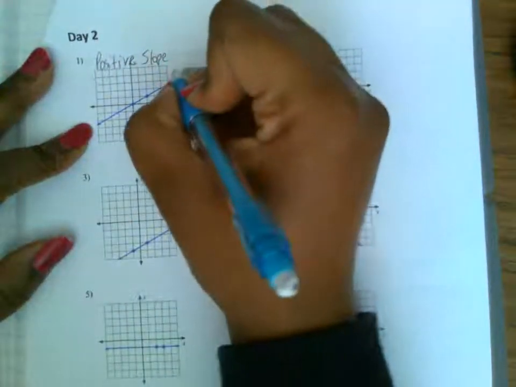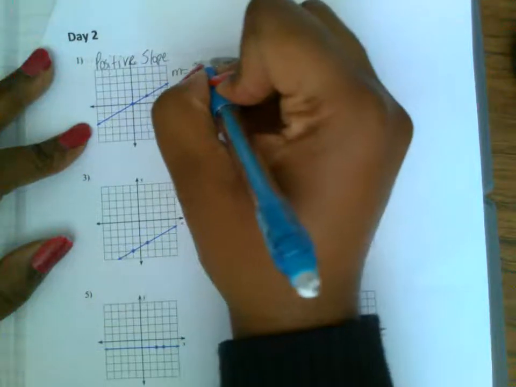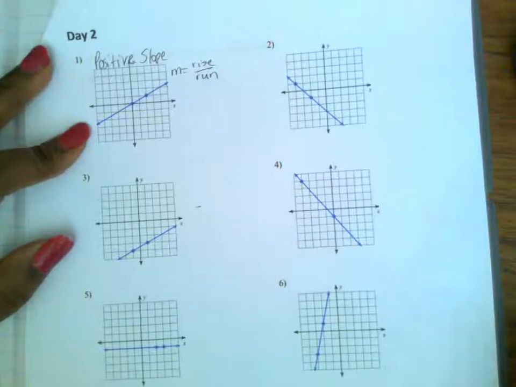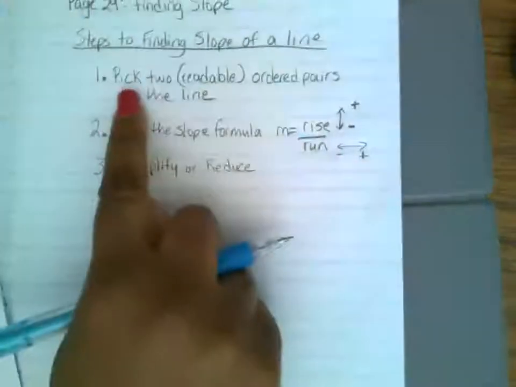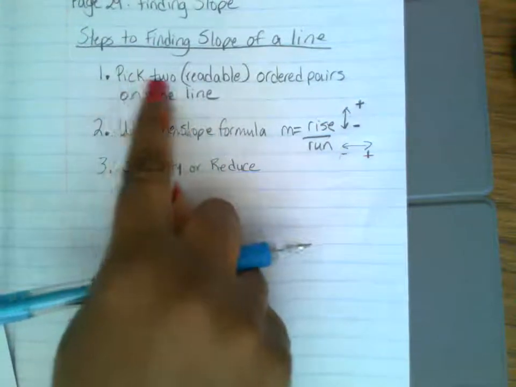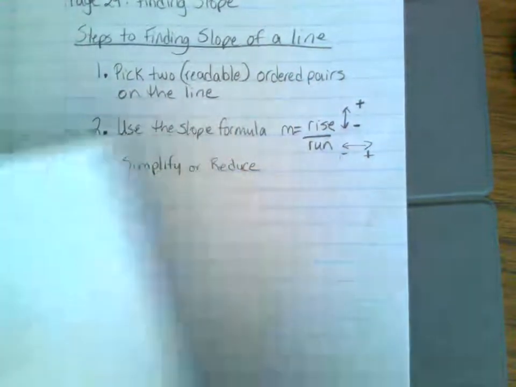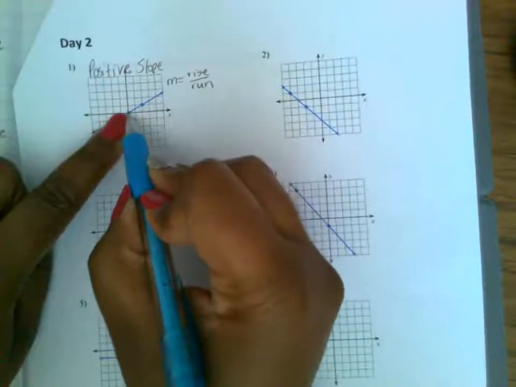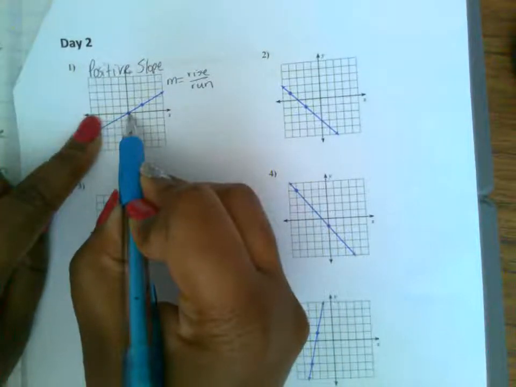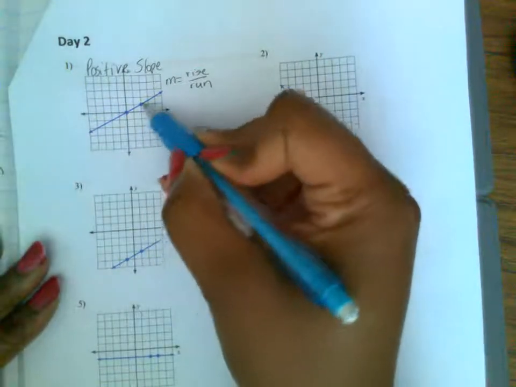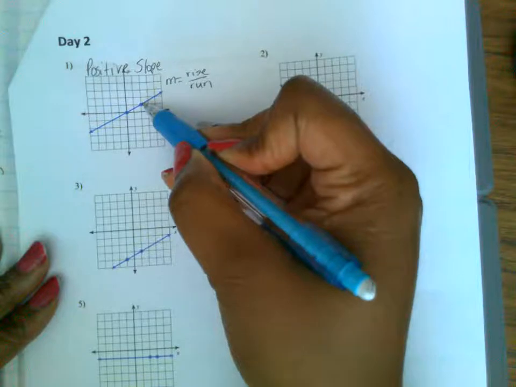The next thing I do is I need to write the formula, rise over run. Okay. Now, I picked two readable ordered pairs on the line. See this? They've already given you two readable ordered pairs. This ordered pair is 0, 0. This ordered pair is positive 2 and positive 1. I can read both of those ordered pairs.